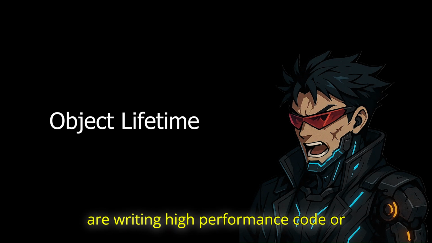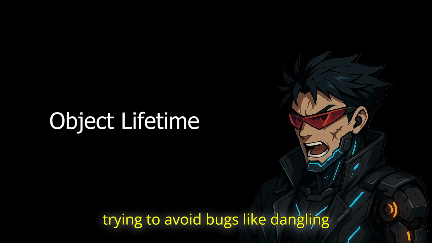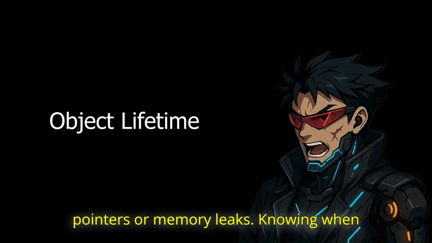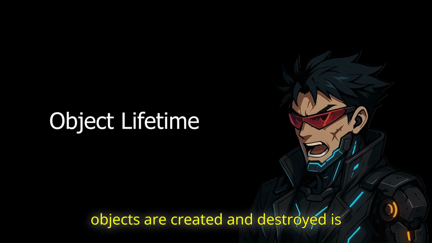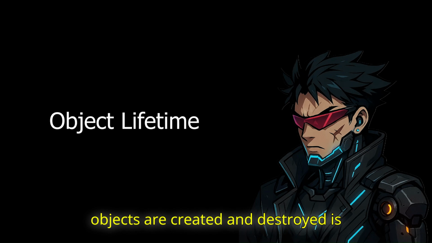In C++, understanding object lifetime is absolutely critical for efficient and correct memory management. Whether you are writing high-performance code or trying to avoid bugs like dangling pointers or memory leaks, knowing when objects are created and destroyed is essential.